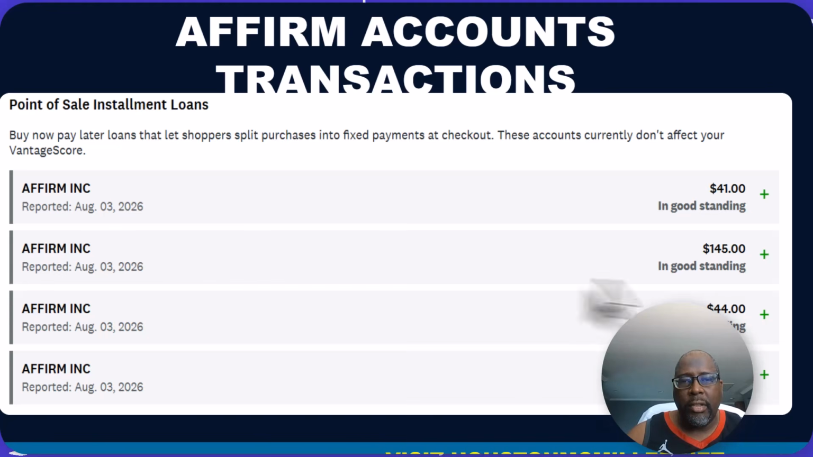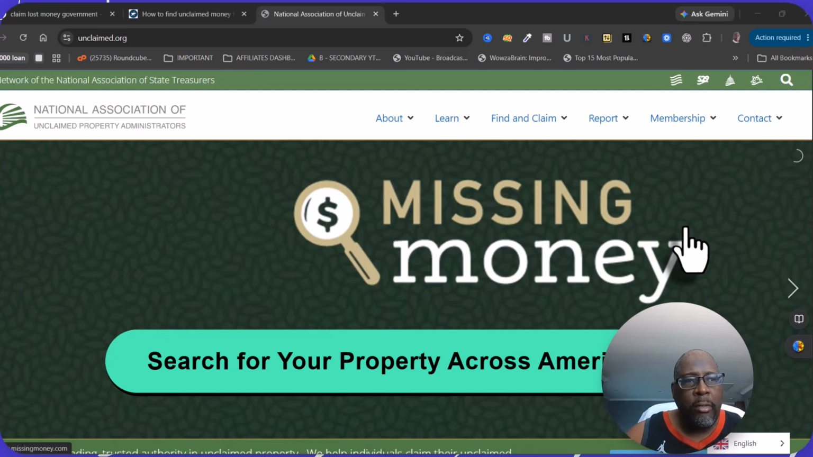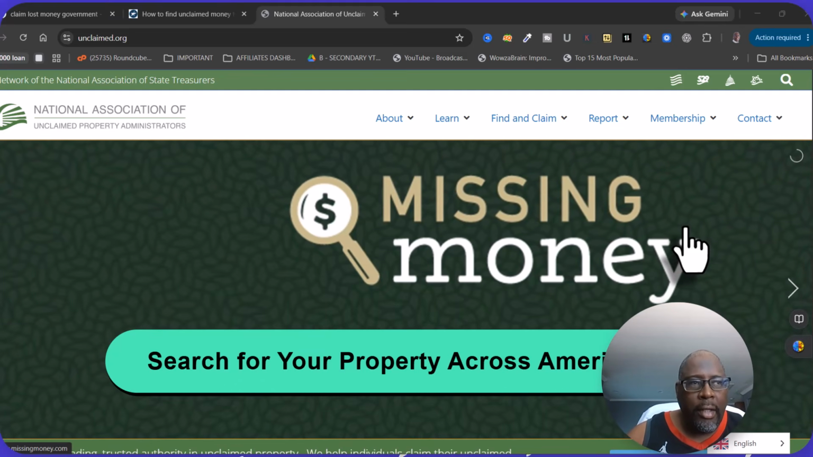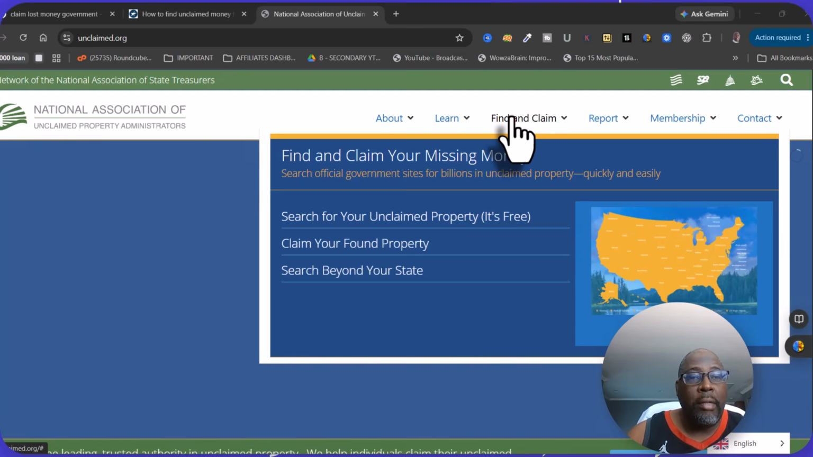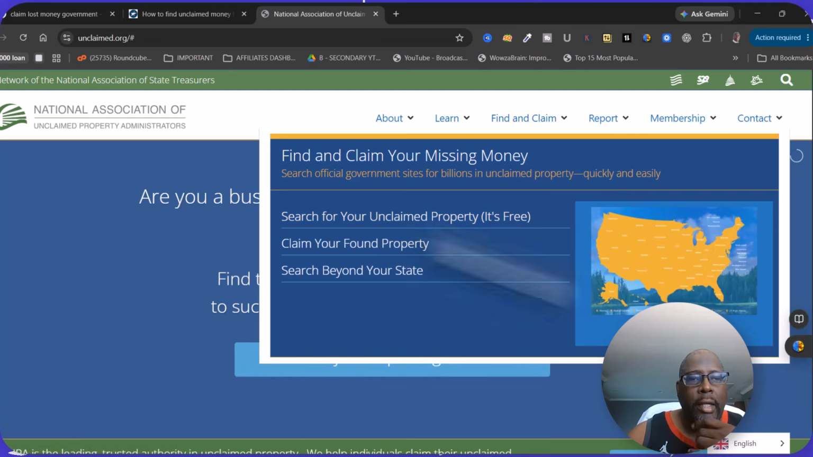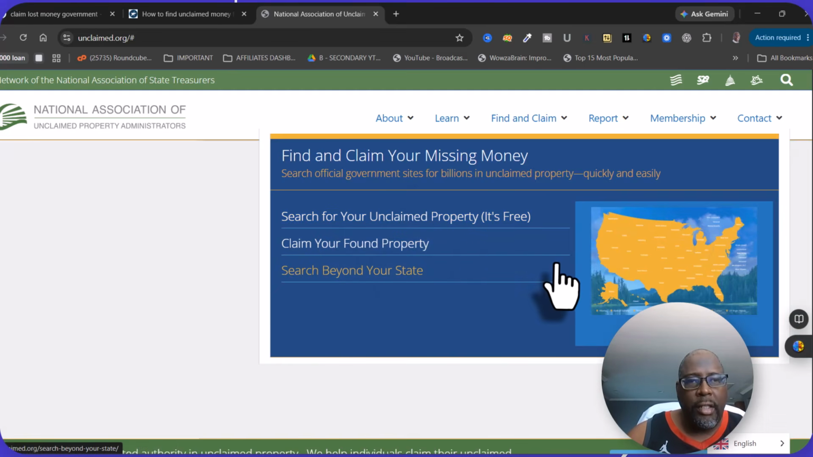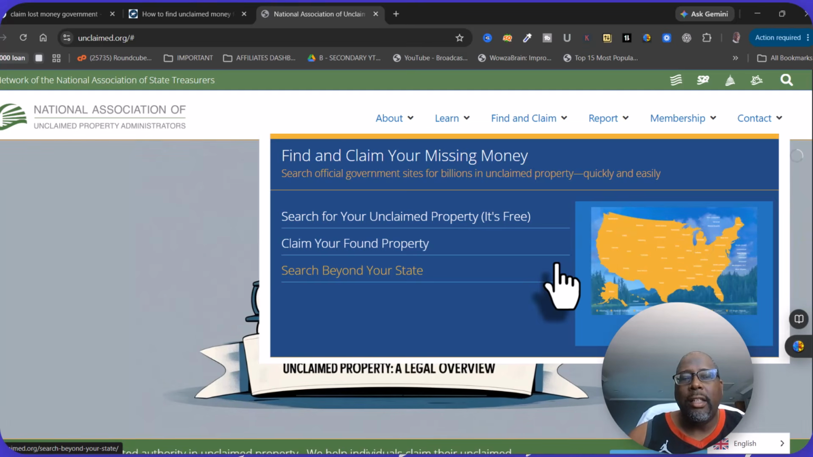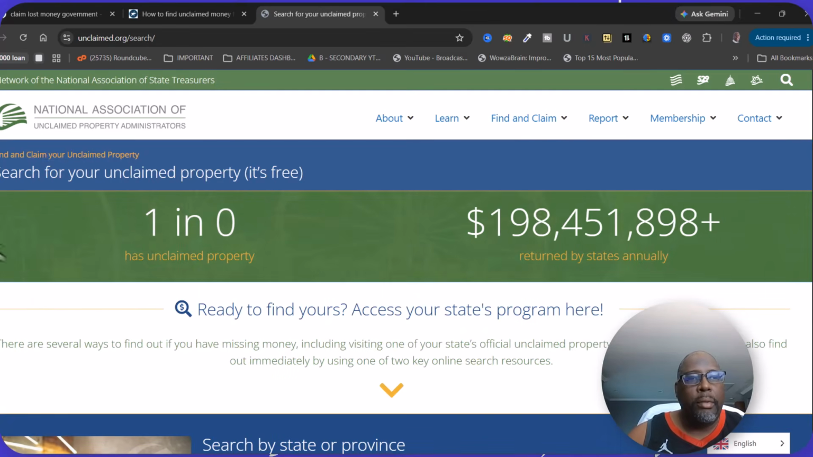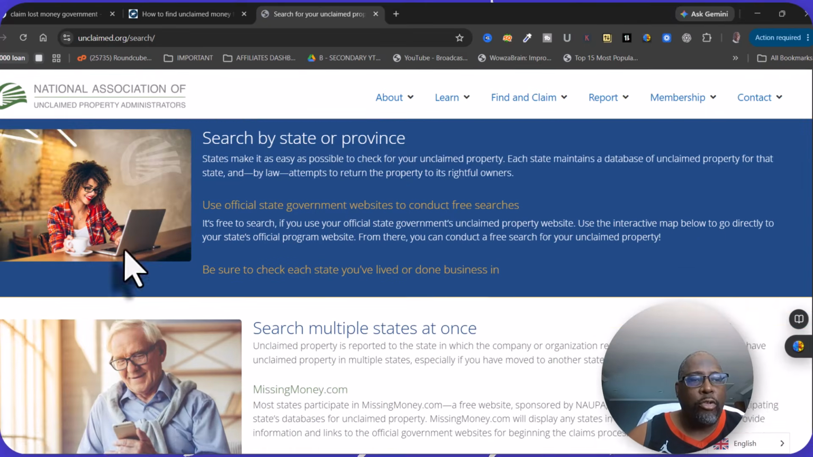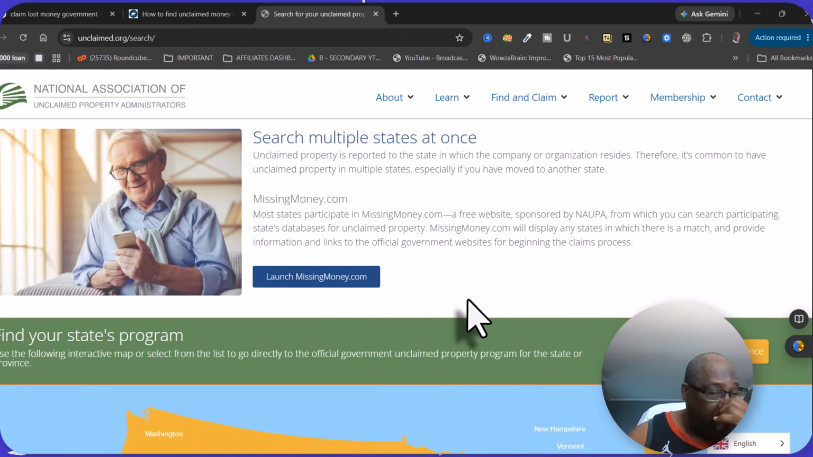Now, as I was telling you, let's find out the next step. I was telling you about finding money, okay? And this is a way a lot of people don't even know, that you can go to unclaimed.org, okay? And it says find and claim. When you go here, you're going to be able to put in your name, your address, the state you're in, and every state that you actually lived in, and see if the state or the government owns money.